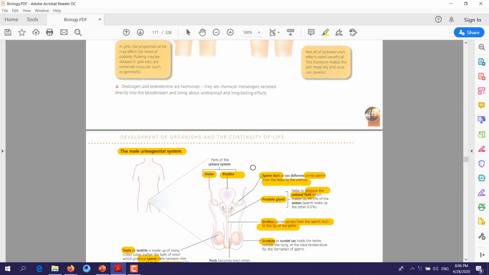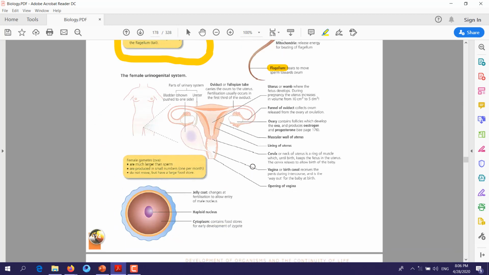Also, let's take a look at the female reproductive system, again the female urogenital system. Why do we call it the urogenital system? Because it's a combination of two systems, the excretory system and the reproductive system. Now, let's review the parts of the reproductive system. Firstly, it starts with the ovary. The function of the ovary, we said, is to produce the ova.